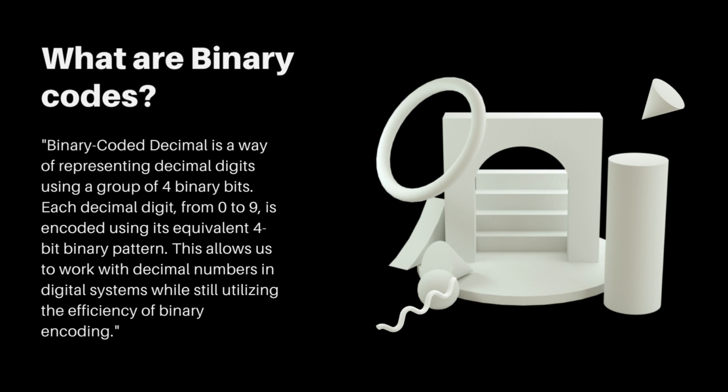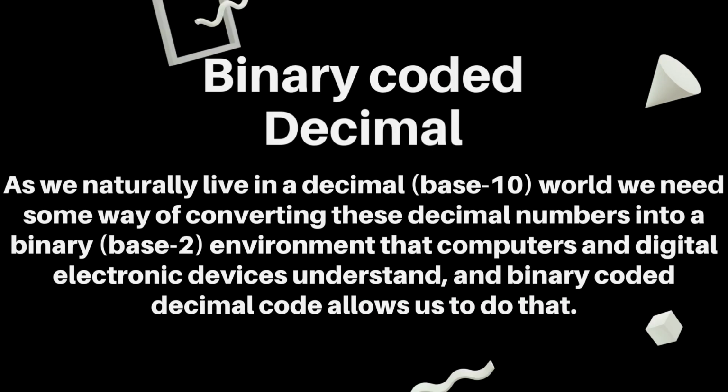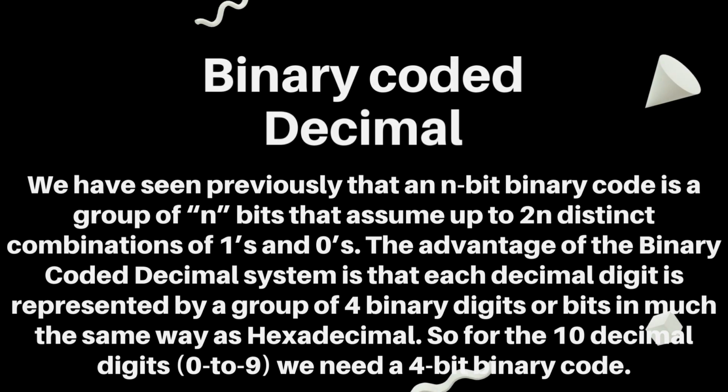Binary coded decimal. As we naturally live in a decimal world, we need some way of converting these decimal numbers into a binary environment that computers and digital electronic devices understand. And binary coded decimal code allows us to do that. We have seen previously that an n-bit binary code is a group of n bits that assume up to 2^n distinct combinations of ones and zeros.